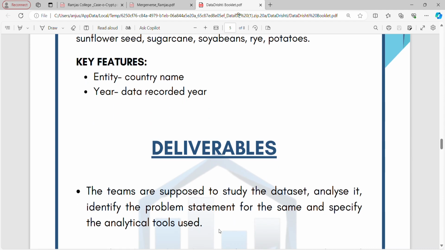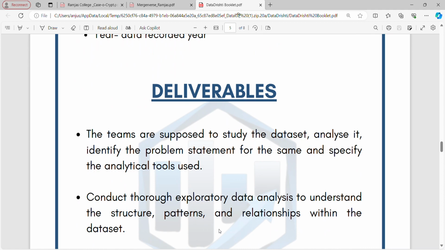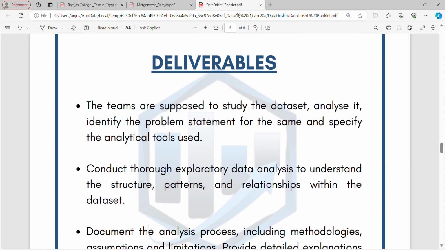Key features: entity, country name, year, data recorded years. Recorded year, okay. Then deliverables.